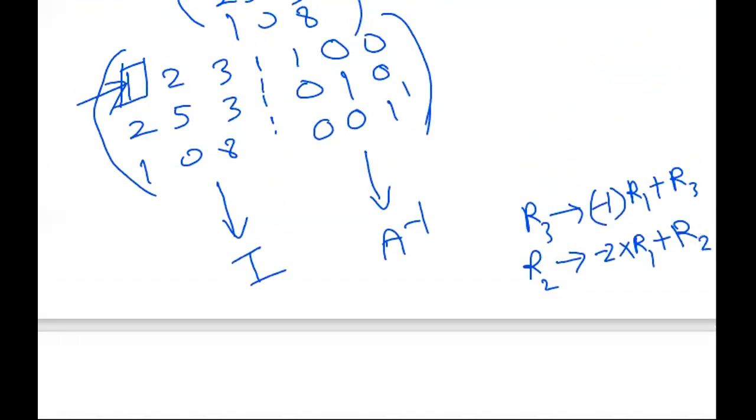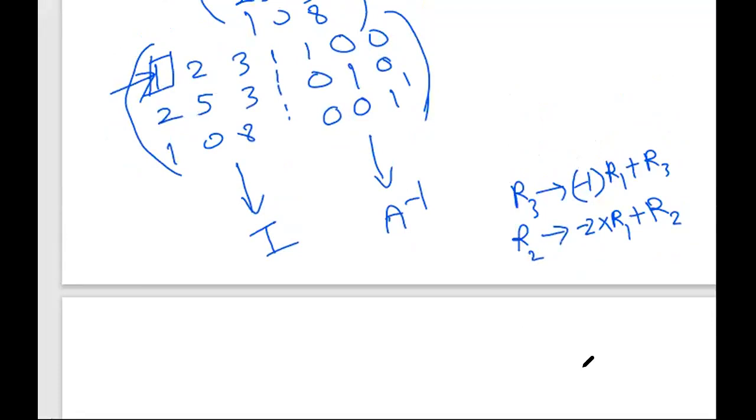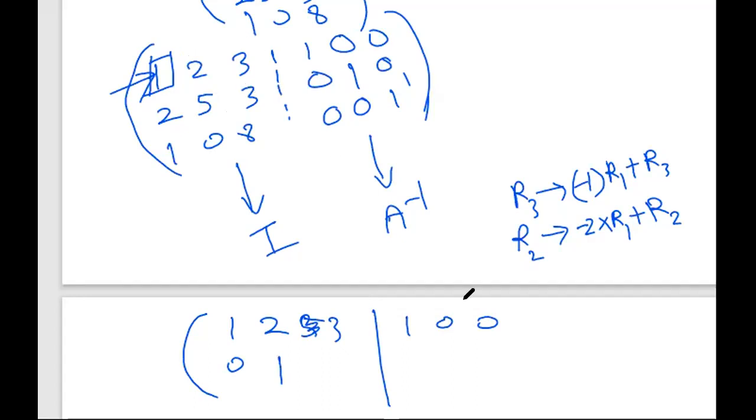The first row remains the same, 1, 0, 8 and the identity part 1, 0, 0, since we do nothing to it. But for the second row, we multiply to make this equal to 0. This becomes 0, negative 2, negative 4 when we add that up. Then the third row becomes 0, negative 2, negative 6 plus 3, negative 3.